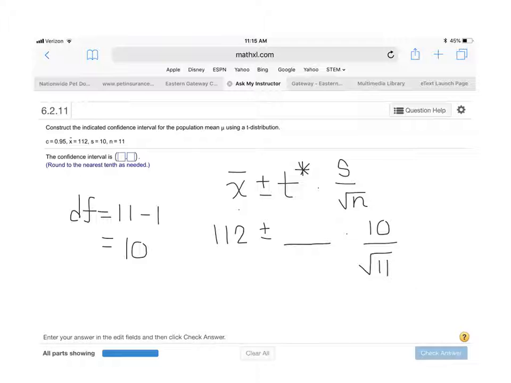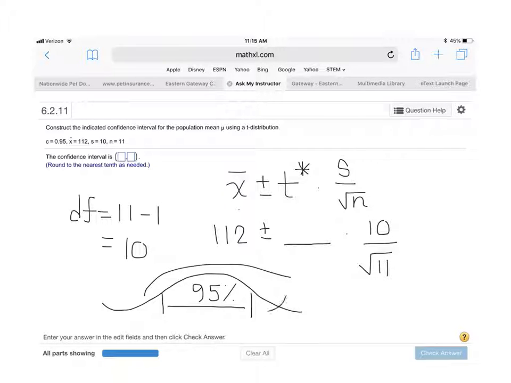This time we are doing a 95% confidence interval, so we're capturing the middle 95%, which is leaving out 100 minus 95%, or 5%. That needs to be contained in those two tails together.